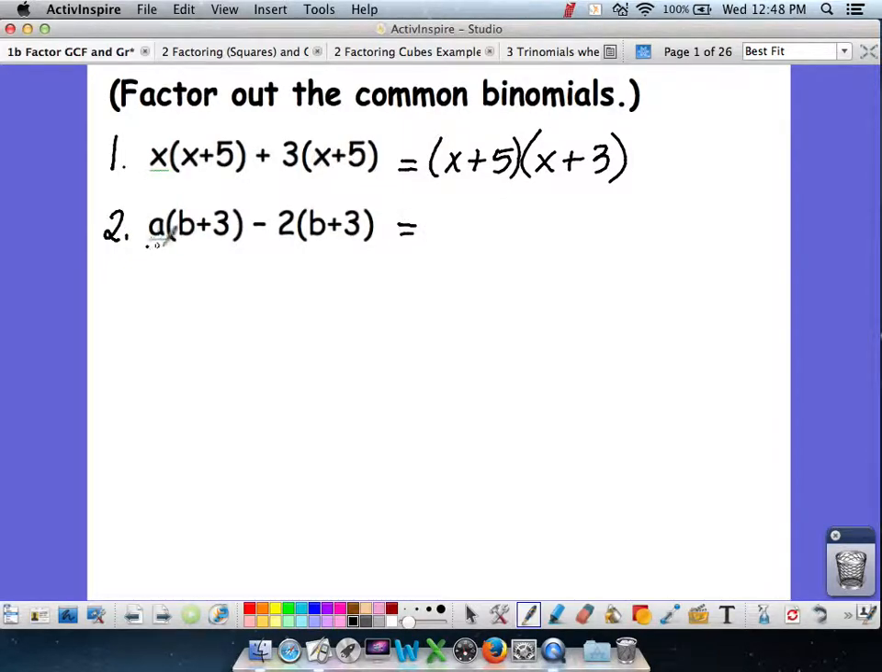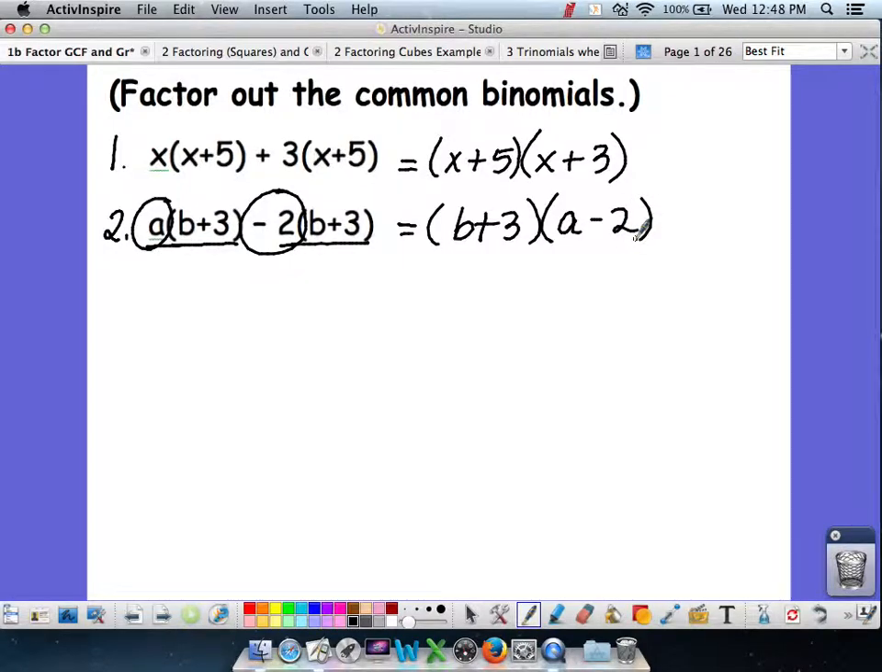And the common factor in this term is b plus 3. So I'm going to factor out that b plus 3. When I factor that out times, I'm going to write what's left. And here again you can see here's the a, but in this case it is plus 2. And so that's going to be that second binomial. So once I take out what's common, and the b plus 3 is common, I take that out, that leaves me a plus 2.